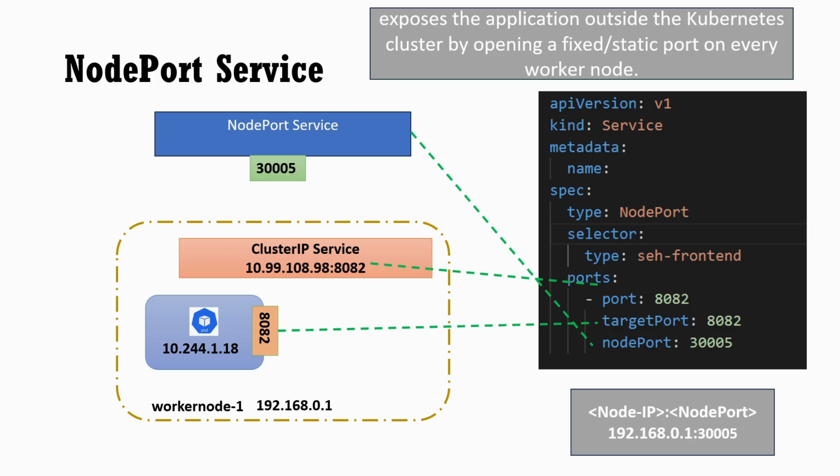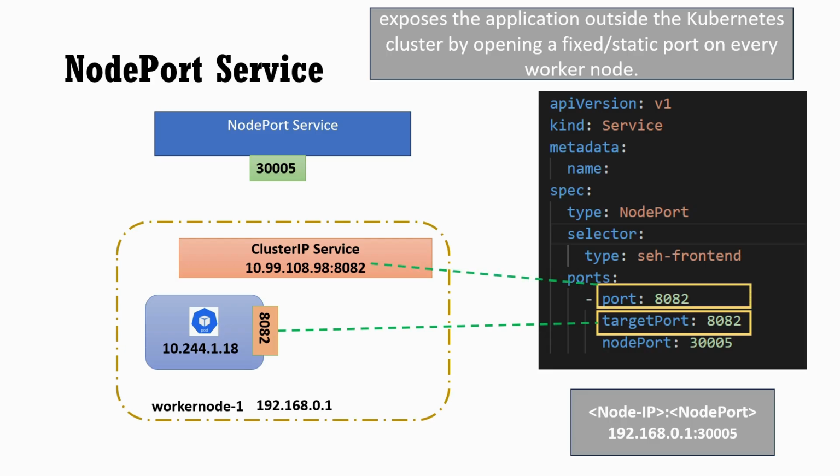Now, if we look at this diagram, you will notice that three ports are involved. First, the target port. The target port is the port inside the container. This is where your actual application is running. For example, in our case, React application is running on port 8082. So when traffic finally reaches the pod, it goes to the target port.